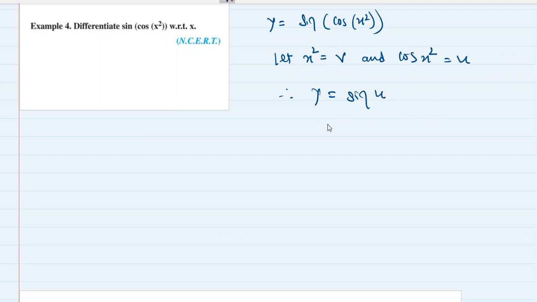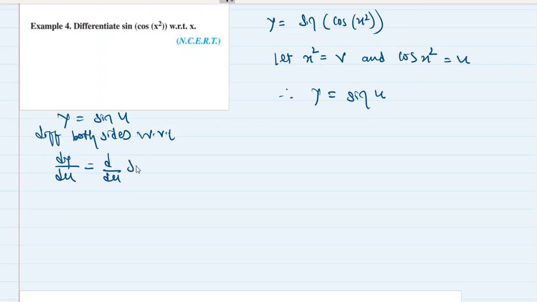Now we have to start differentiation from the outermost function. So y is equal to sine of u, differentiating both sides with respect to x, you get dy by dx is equal to dy by du. Differentiating with respect to u, not x. So dy by du is equal to d by du of sine u. So dy by du is equal to cos u. Now what is u?